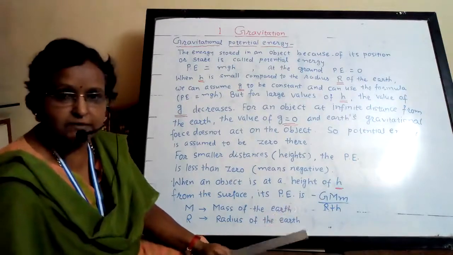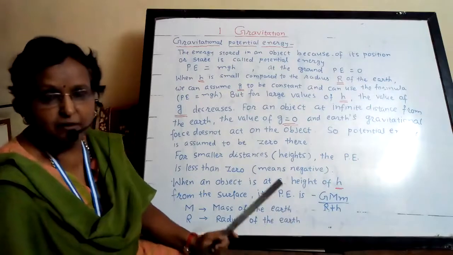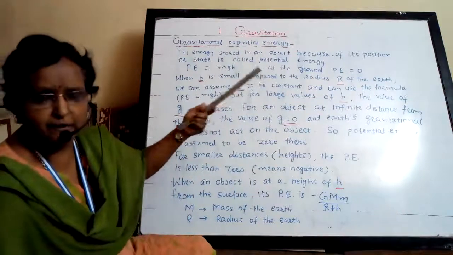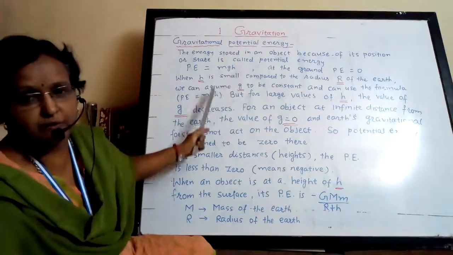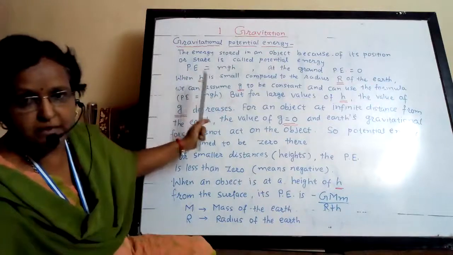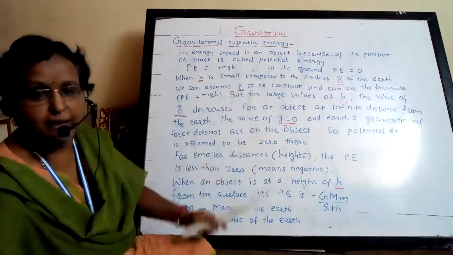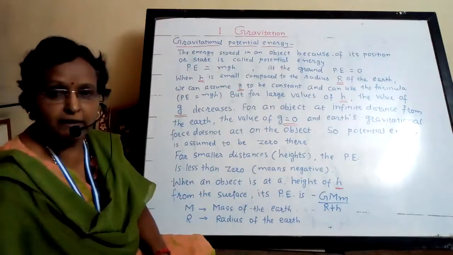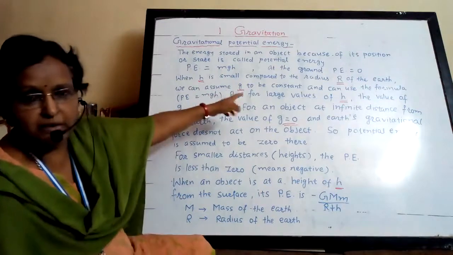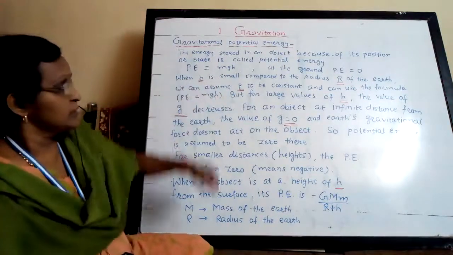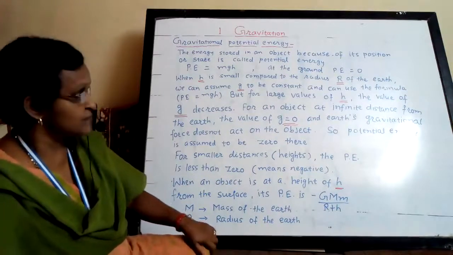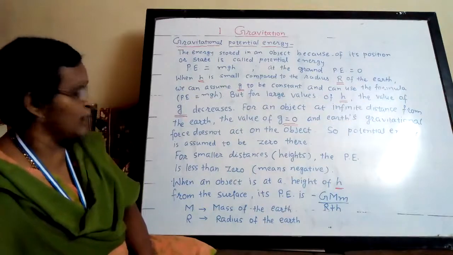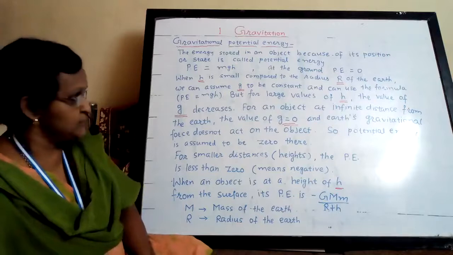So potential energy is equal to mgh when the object is at a height of h, centimeter, meter, kilometer, whatever, at a distance of h from the surface of the earth. But when the object is on the surface of the earth, then h is equal to 0, and so potential energy becomes 0. So when h is small compared to the radius of the earth, we can assume g to be constant and can use the formula potential energy is equal to mgh.